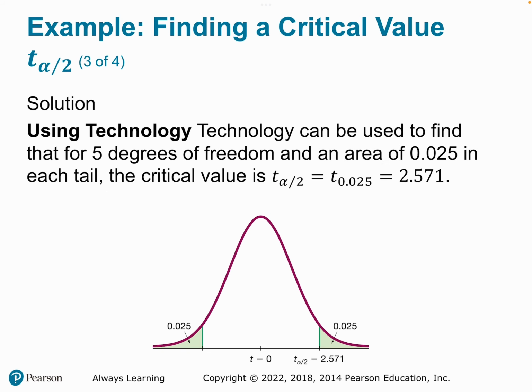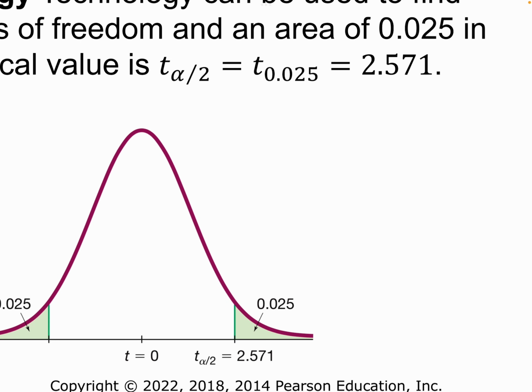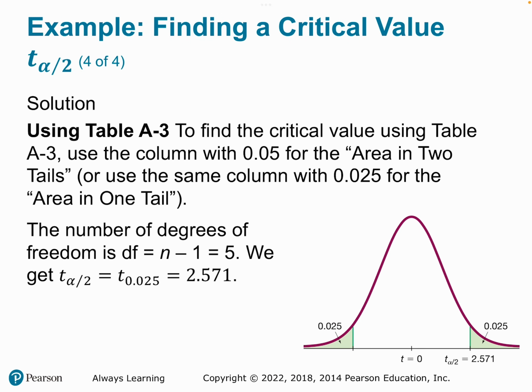We can also use technology, although I don't prefer this, by using the inverse T command under the distribution menu of your calculator. If you want to practice, you'll go to second, vars, which will get you to the distribution menu, go to inverse T, and then you can write the area in the two tails and the sample size, which will then tell the calculator what the degrees of freedom are.